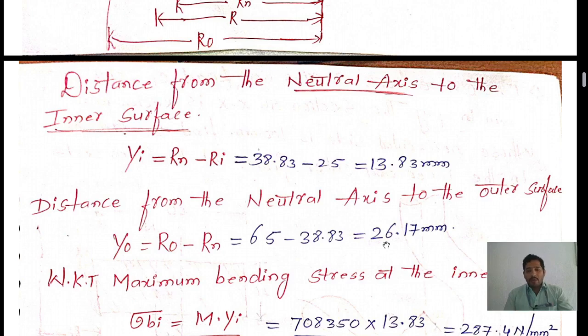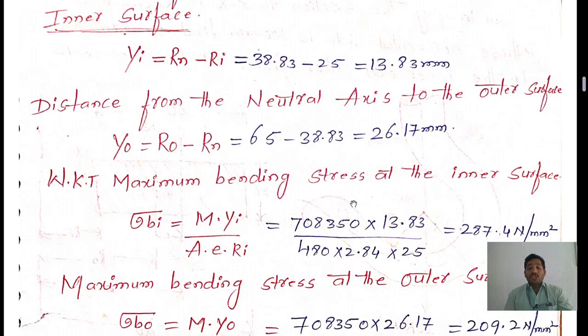26.17 mm. After that, our main intention is to find the maximum bending stress at the inner surface, as well as the maximum bending stress at the outer surface. To find it, we use the formula sigma BI. B indicates bending, sigma indicates stress, and I indicates the inner surface. So we can pronounce it like that.